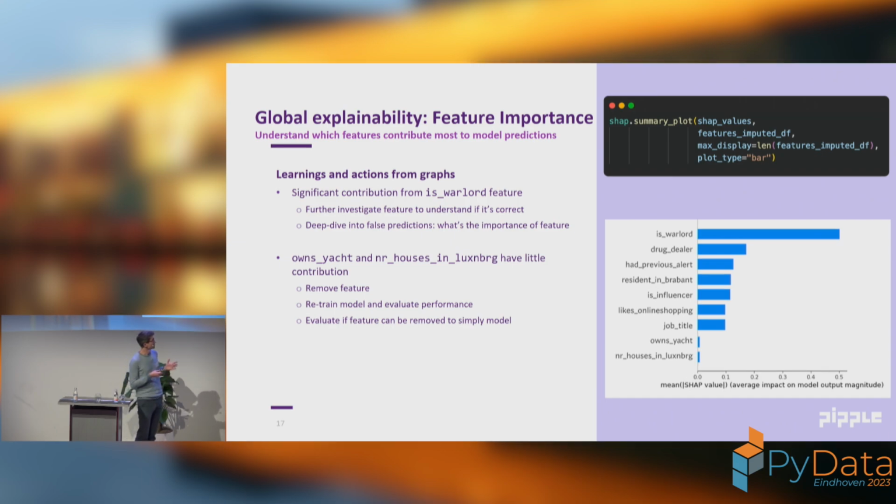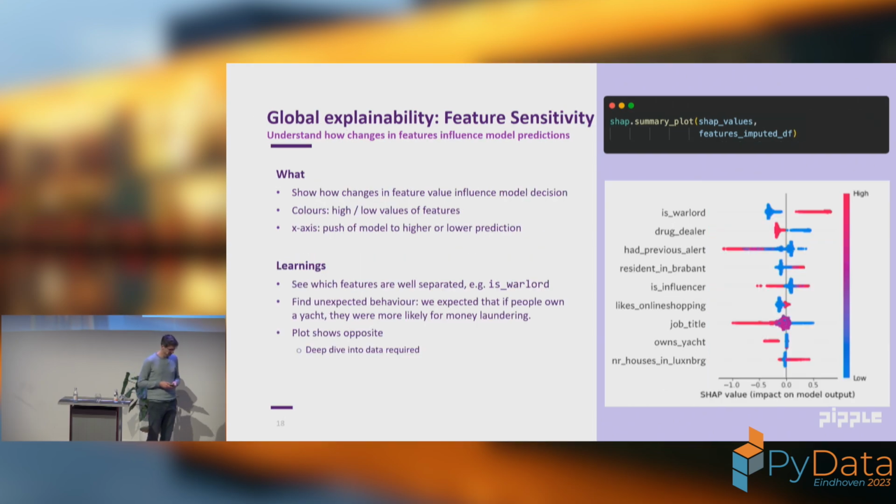Okay, now we know kind of what is important, but we don't really know in which way. Does it push it to making positive, negative predictions? And that's what we can use the feature sensitivity plot for. Let's first have a good look of what it tells us. So we have colors here on the right. They tell us if a feature has a high or a low value. And then on the x-axis, we see whether the prediction pushes the model to a positive or to a negative prediction.